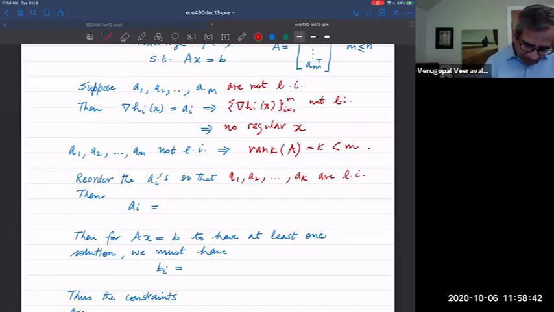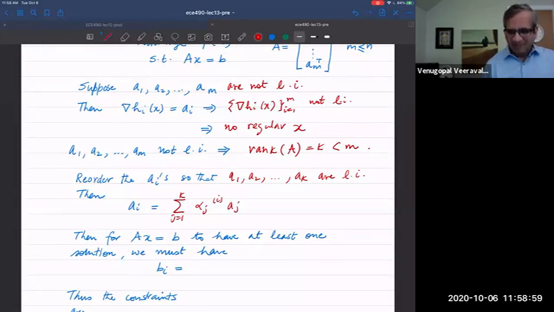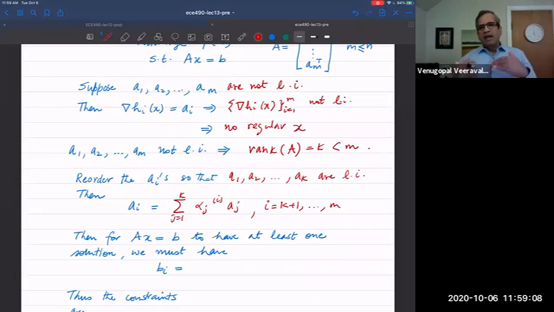Then Ai is the summation j equal to 1 to k of alpha ji times Aj, for some coefficients alpha, for i equal to k plus 1 through m. So if I look at the remaining Ai's from k plus 1 through m, I can write them as linear combinations of the first k Ai's. And the coefficients are some alpha ji's.